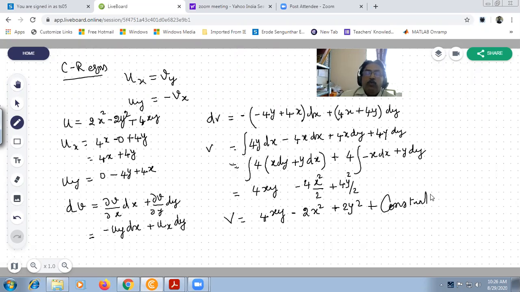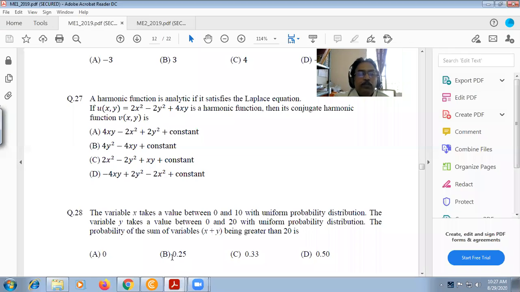So from this you have to remember one thing: ux equals vy, uy is equal to minus vx, and the total derivative. If you remember these three, you are able to do any conjugate harmonic problem, modulus problem, and any such problems very easily. So this is the answer. Take a note on this and practice with many more problems.